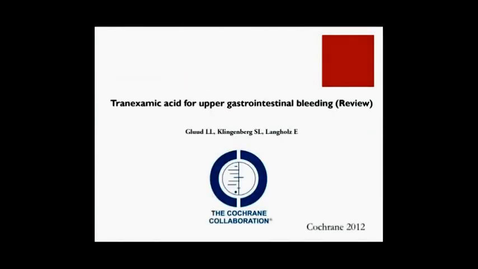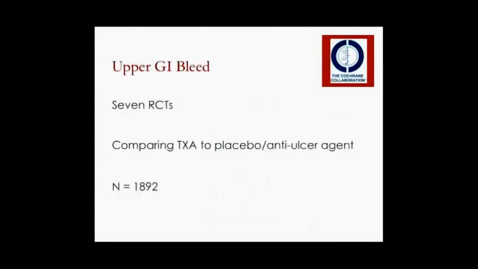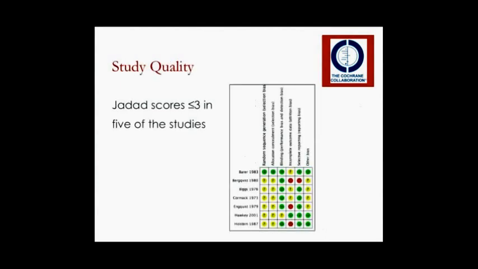There is a Cochrane review from 2012 by Gluud and colleagues looking at TXA in upper GI bleeds, not lower, upper. They identified 7 RCTs that compared tranexamic acid to either placebo or some kind of anti-ulcer agent. The total number of patients was about 1,900. Amongst these studies, the quality wasn't that great, okay? Jadad scores of less than or equal to 3 in 5 of the studies. And as you can see in the bias chart, lots of yellows, lots of reds, not very fantastic.